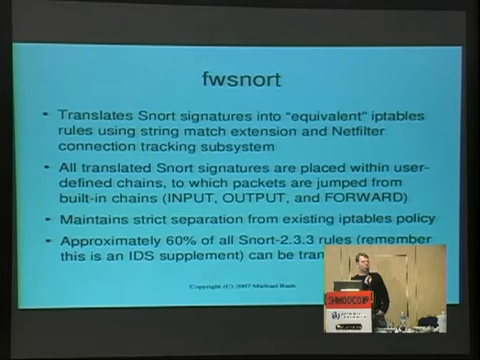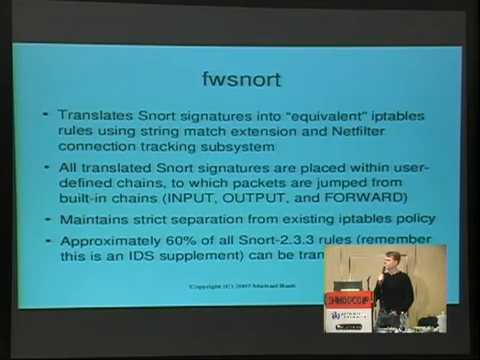So all fwsnort rules that it builds, of course it can be in the multiple thousands, now that you're running within the kernel, are placed within custom-defined chains that are interfaced via the built-in INPUT, OUTPUT, and FORWARD chains in the filter table. And it does this to maintain a strict separation between any existing iptables policy that you may already have on the system, so that you can deploy fwsnort in parallel and not have to worry about it messing up your existing policy.